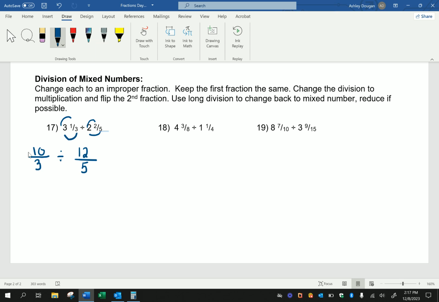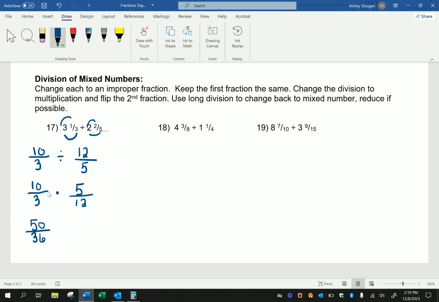Now, here's this step we don't want to forget. I'm dividing two fractions, which means I have to keep the first one the same. I have to flip the second one. And I'm going to multiply. So don't forget this step. Only when you divide do you flip the second one. Only in division. It's the only time you ever do it. All right, and then now we want to multiply straight across. 10 times 5 is 50. And 12 times 3 is 36. So I get 50 over 36.